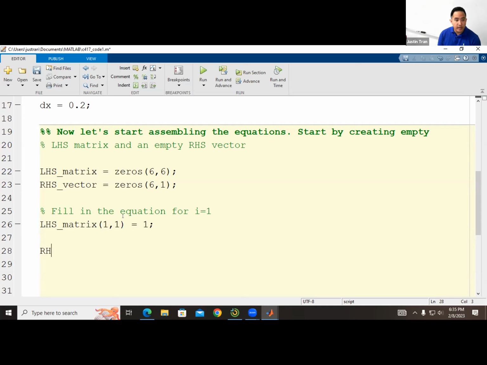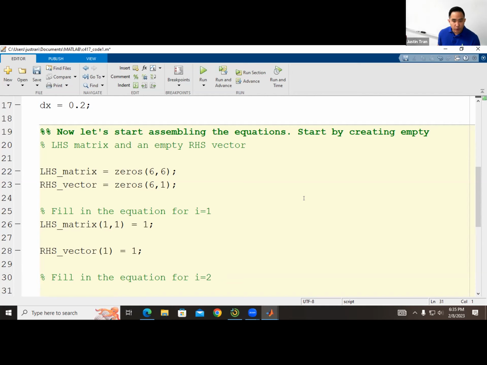Then the right-hand side vector at 1 is equal to 1. All right. So that's our first row of the equation. Let's work on row 2.